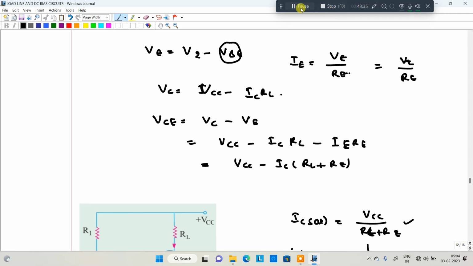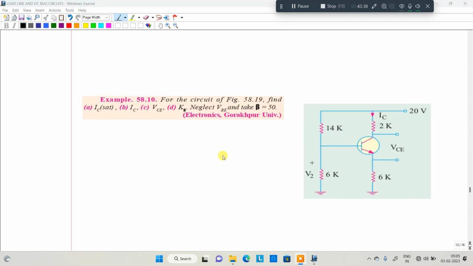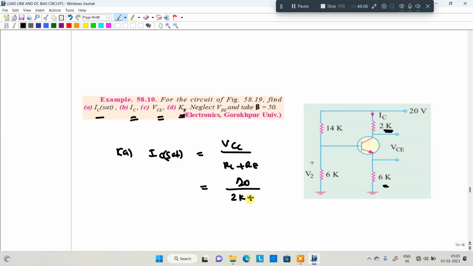We'll see this particular problem, the voltage divider bias case. What they are asking: for the circuit shown in the figure, find the IC sat, IC, VCE and K beta. VBE is neglected, beta is 50. First point, IC saturation is equal to VCC divided by RL plus RE, since these two are shorted in saturation, 2K plus 6K. So 20 divided by 8K, RL is 2K and RE is 6K. That will be equivalent to 2.5 milliamperes.